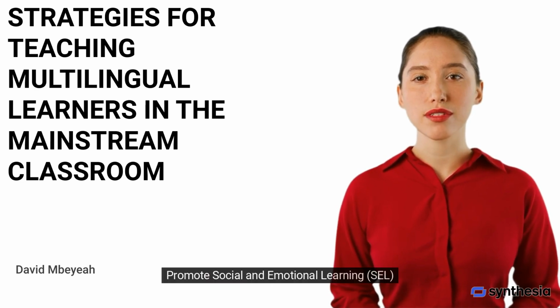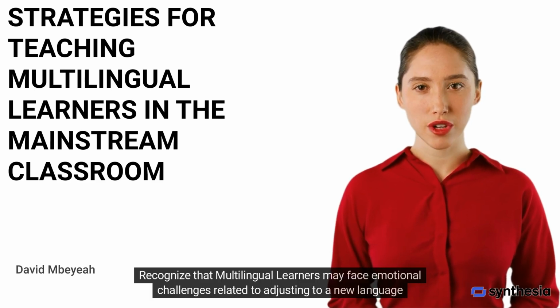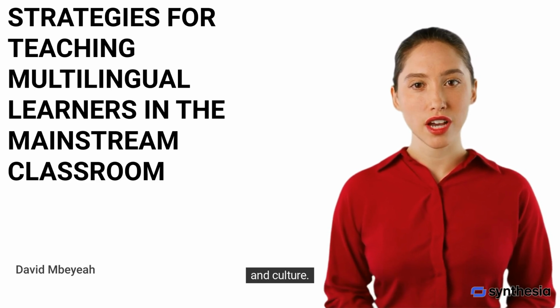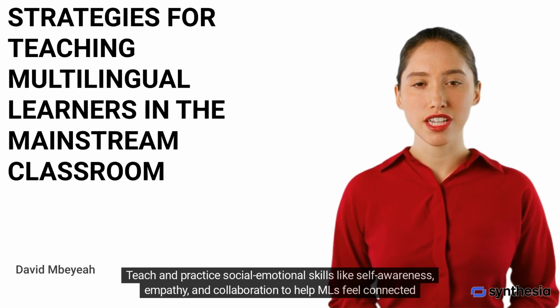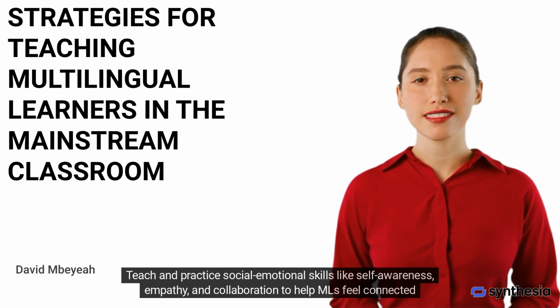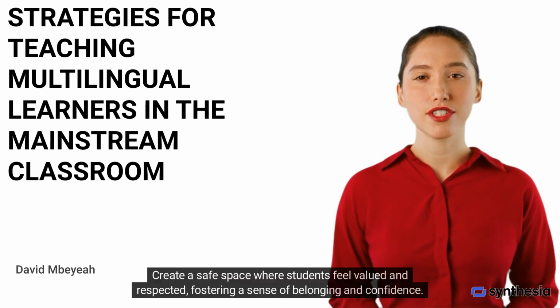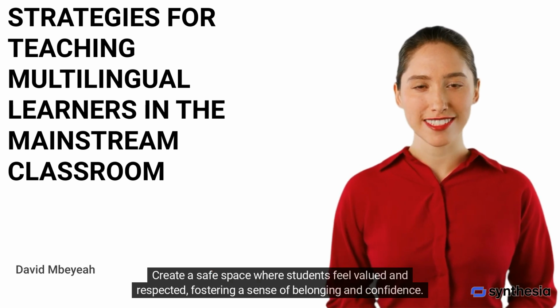15. Promote social and emotional learning, SEL. Recognize that multilingual learners may face emotional challenges related to adjusting to a new language and culture. Teach and practice social-emotional skills like self-awareness, empathy, and collaboration to help MLs feel connected and supported in the classroom. Create a safe space where students feel valued and respected, fostering a sense of belonging and confidence.